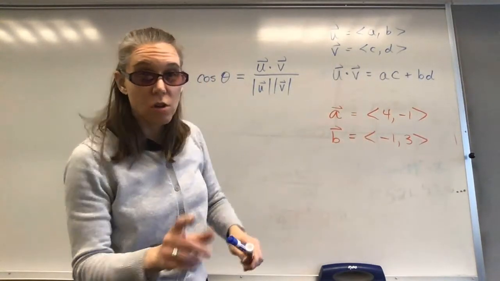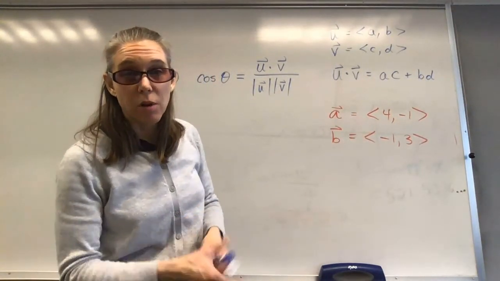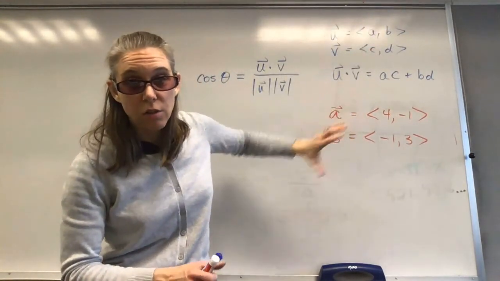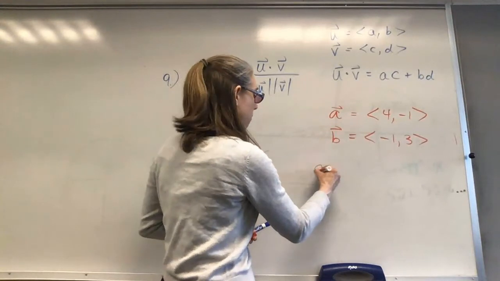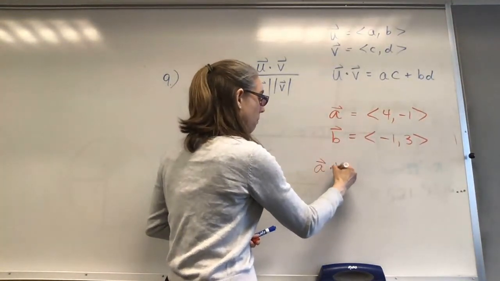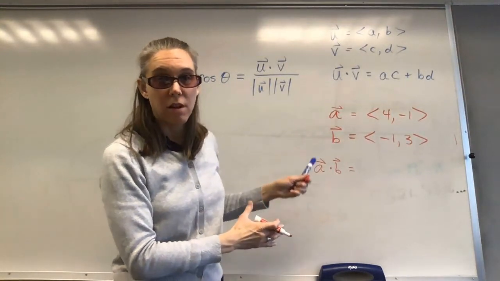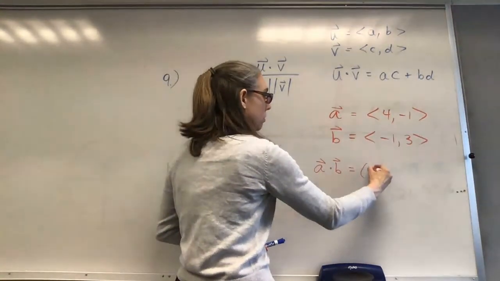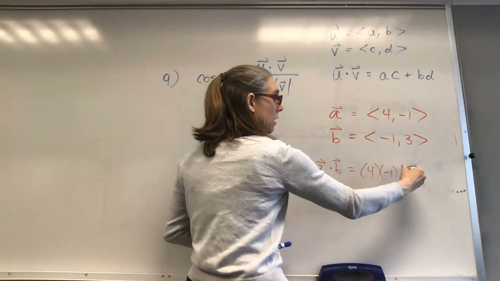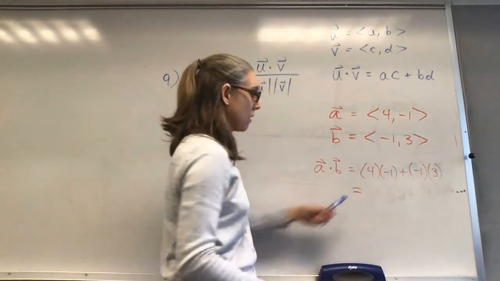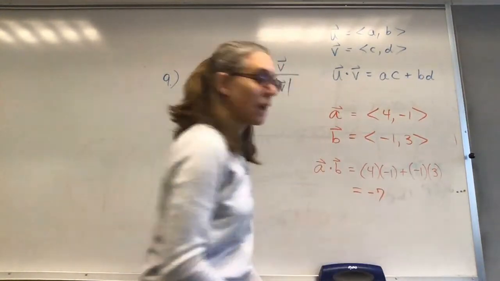So I want you to show me the work of finding the dot product. You do not have to write that formula as part of your work. Just include the work for the dot product. So the work for the dot product would be that a dot b is equal to 4 times -1 plus -1 times 3, and that's going to be a total of -7.